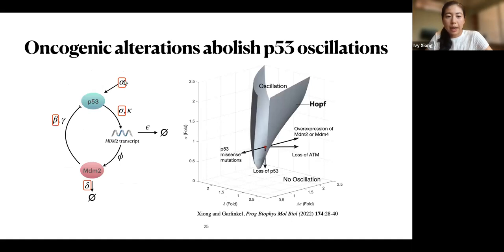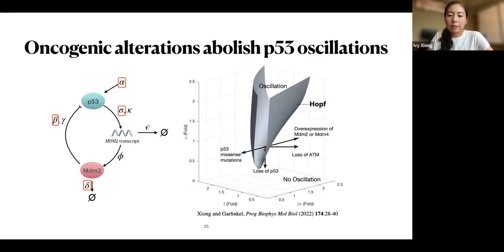For example, we can combine all 4 parameters that are perturbed by somatic mutations and inherited mutations, and then see how it affects the behavior of the system. So here is a 3D iso surface plot. This gray surface represents a Hopf boundary. Inside the surface, the area enclosed by the surface represents when the system would actually have robust oscillation.